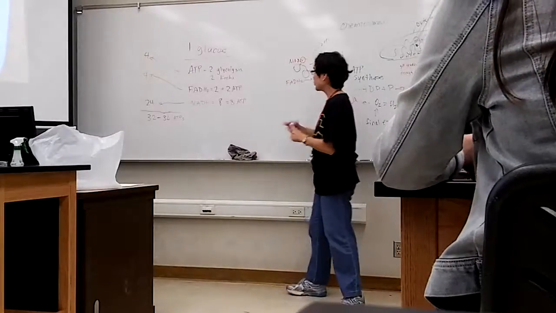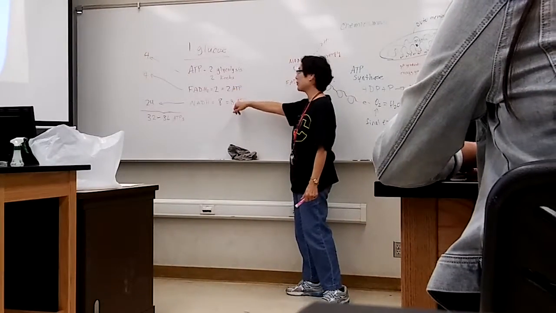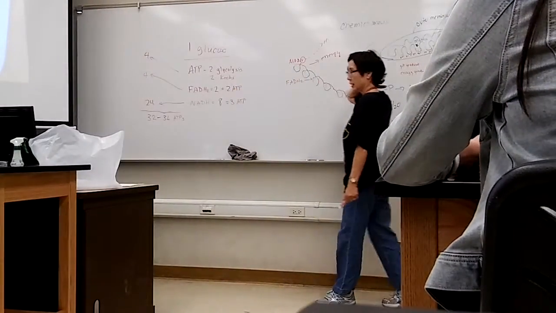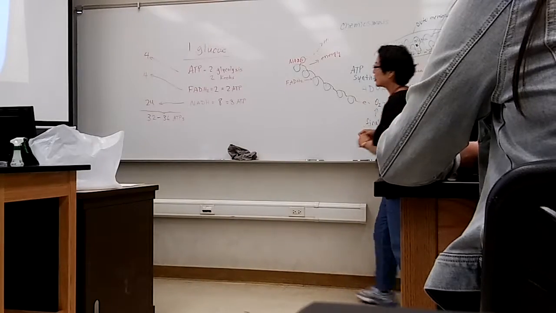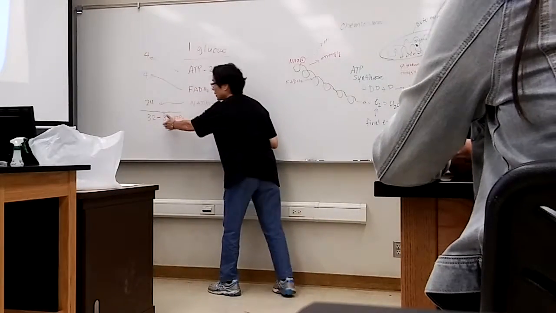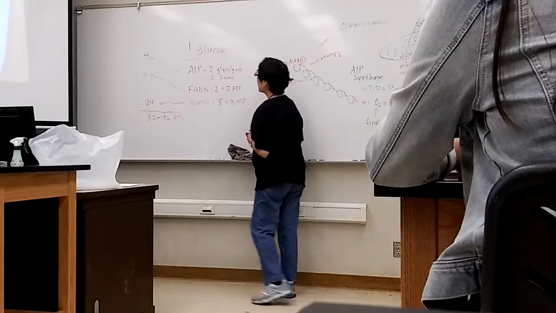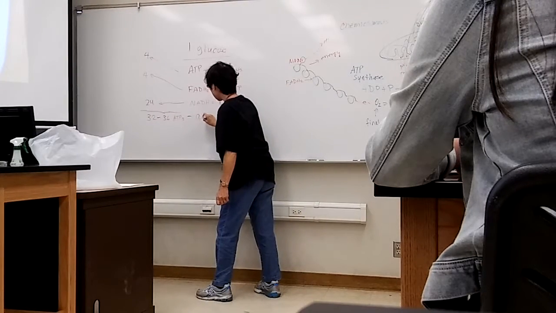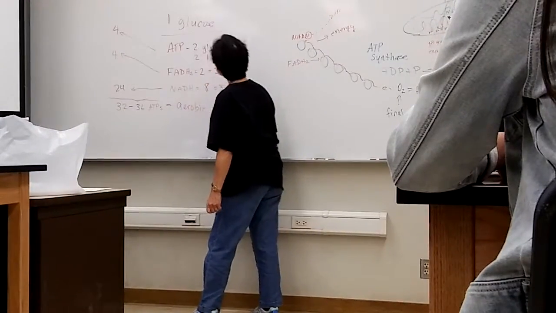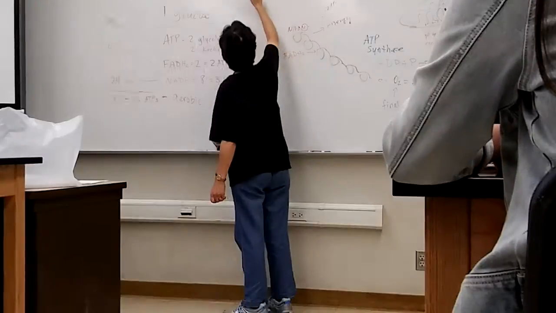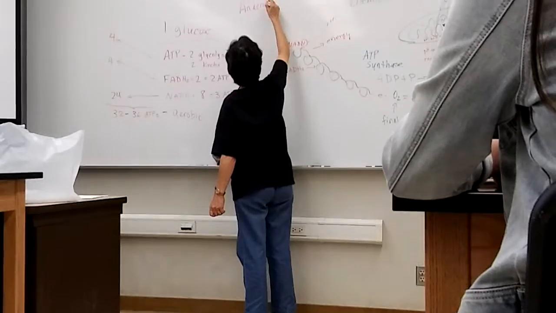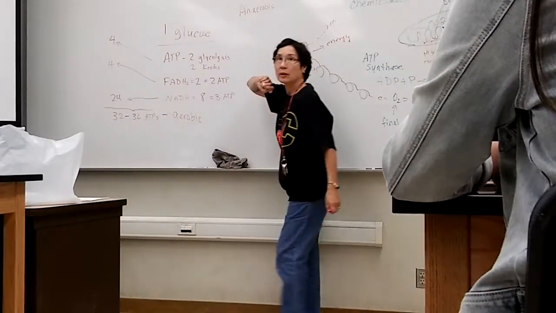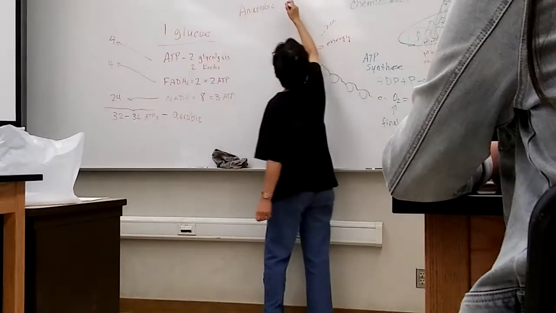So if we said we have 2 and 3, but sometimes it can be 2.5, 3.5, depending on the cell, just as long as you're in this category here, the 30s, you're okay. This is under aerobic conditions. What about anaerobic conditions? It's low in O2.